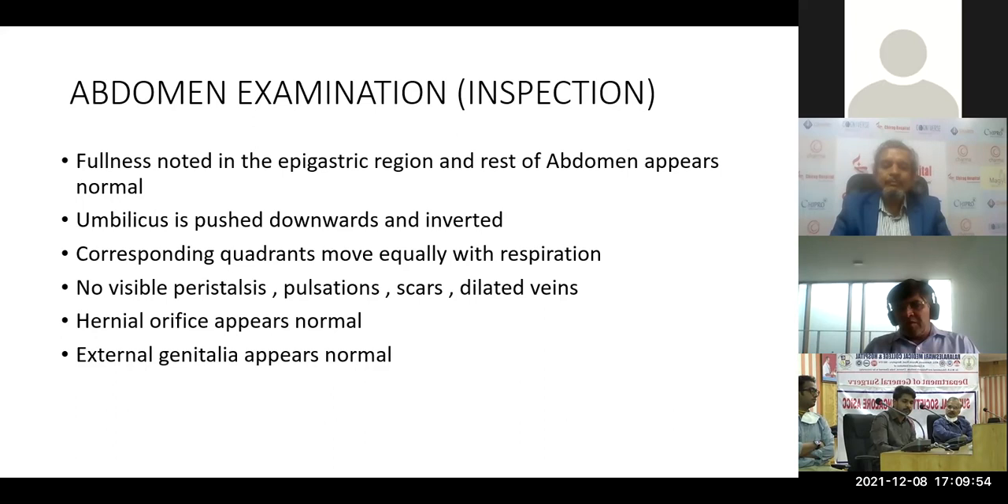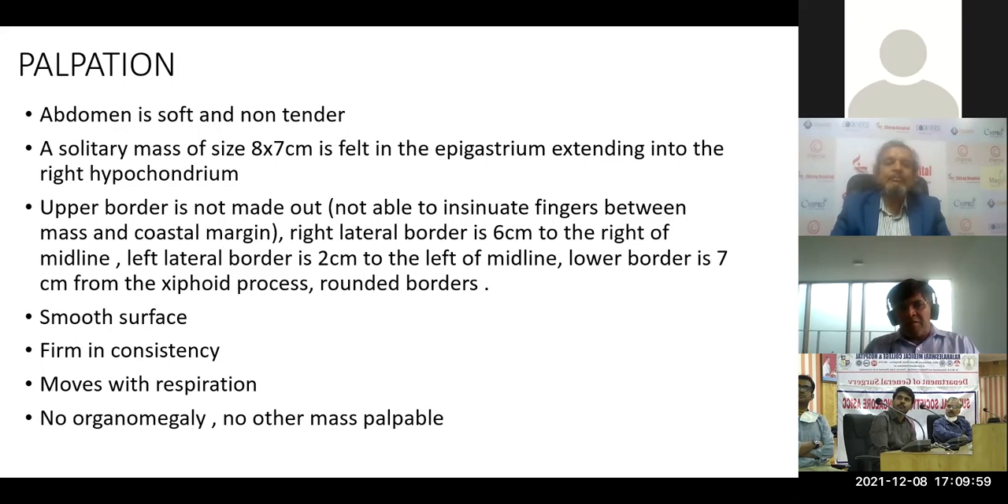On palpation, abdomen is soft and non-tender. A solitary mass of size 8 by 7 cm is felt in the epigastrium, extending to the right hypochondrium. Upper border is not made out, not able to insinuate fingers between the mass and the costal margin. Right lateral border is about 6 cm right of the midline. Left lateral border is 2 cm left of the midline. Lower border is 7 cm from the xiphoid process and rounded borders. Smooth surface, firm in consistency, it moves with respiration. There was no solid organomegaly or no other mass palpable.